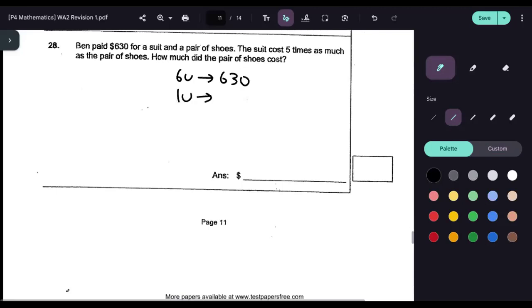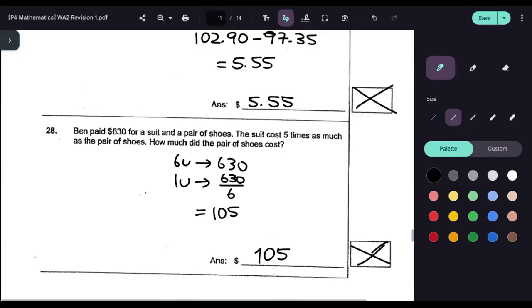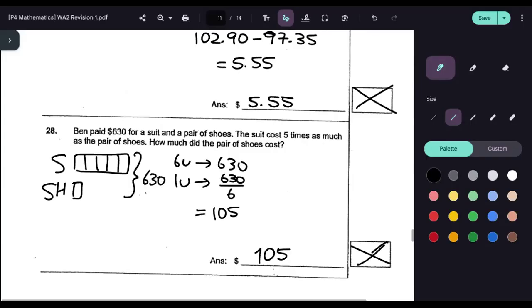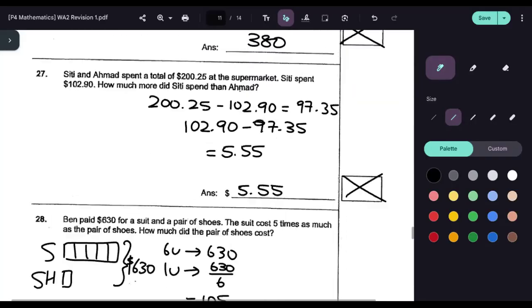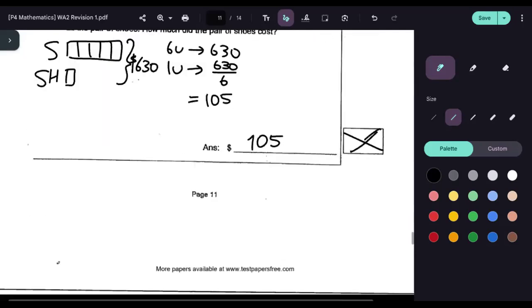And he only wants a shoe, so 1 unit only. Should be 105. Okay, so the pair of shoes actually cost $105 because they only want 1 unit. Okay, to make it easier for you to see, we'll draw this 1, 2, 3, 4. Okay, this whole thing is 630. Okay, can? Yeah. So that is where I'm going to call for today.